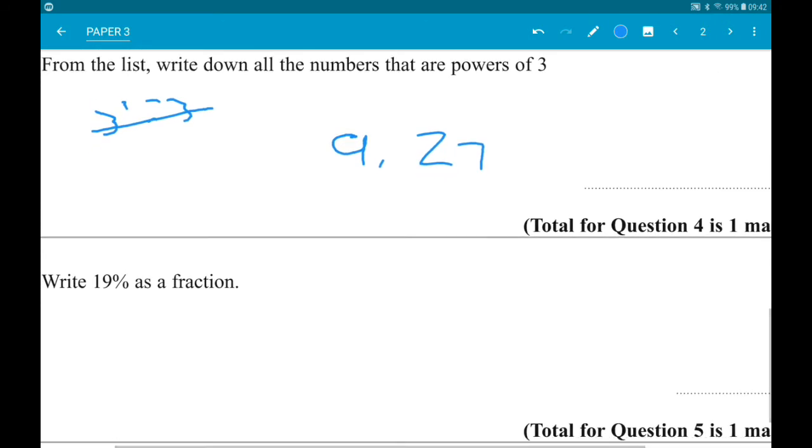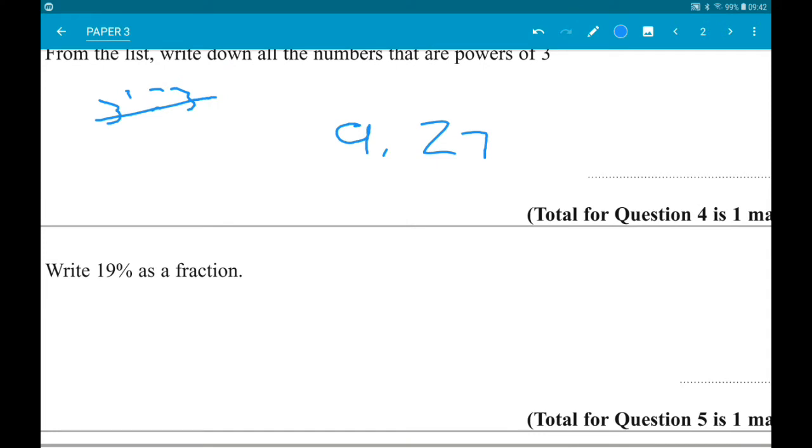Number 5, write 19% as a fraction. So percent means per 100. So 19% is 19 per 100.